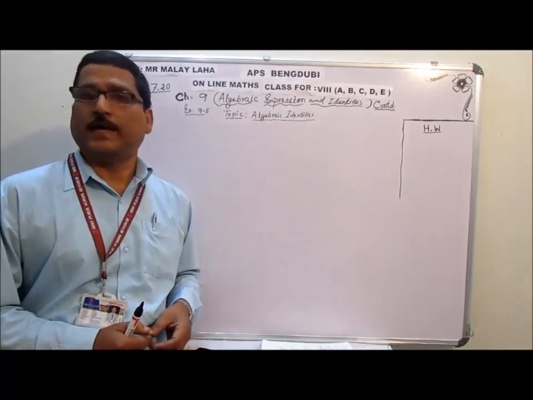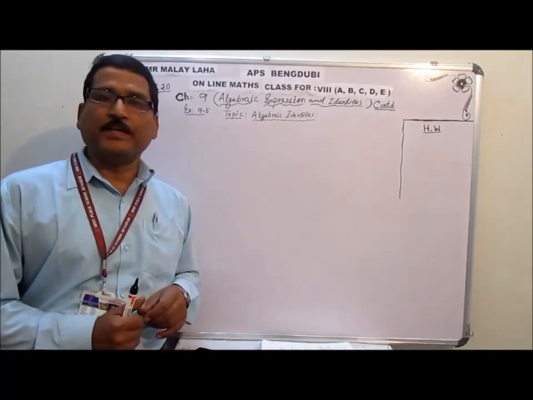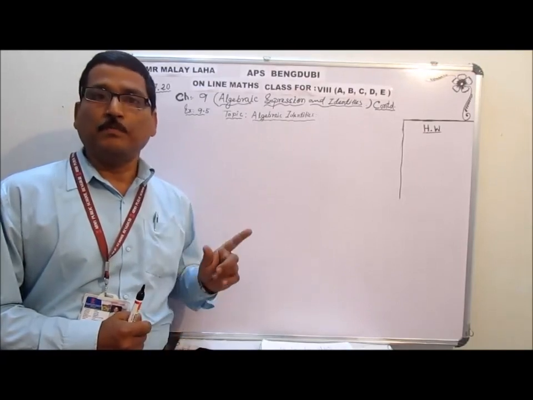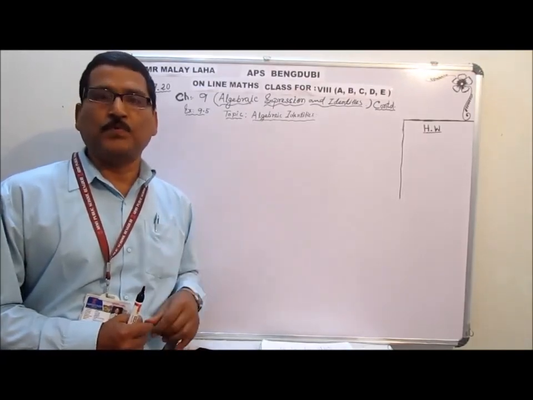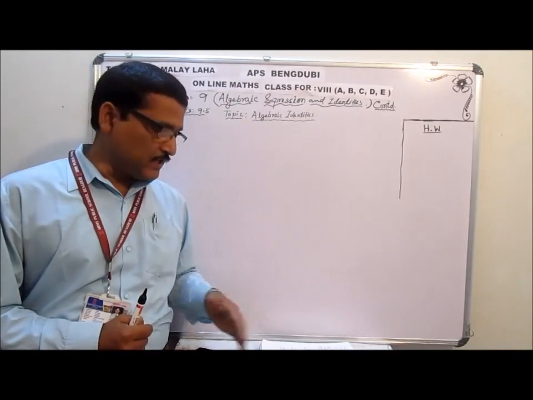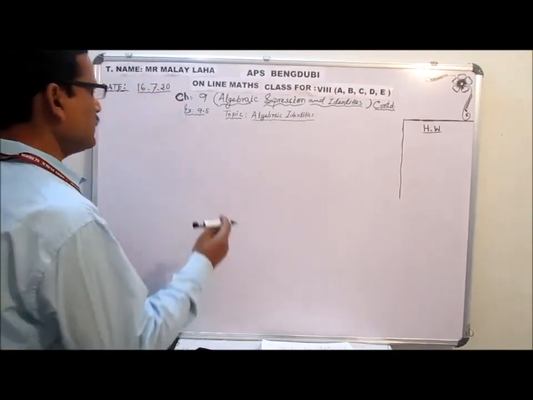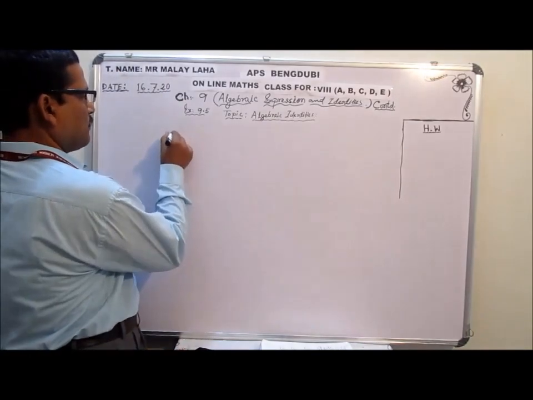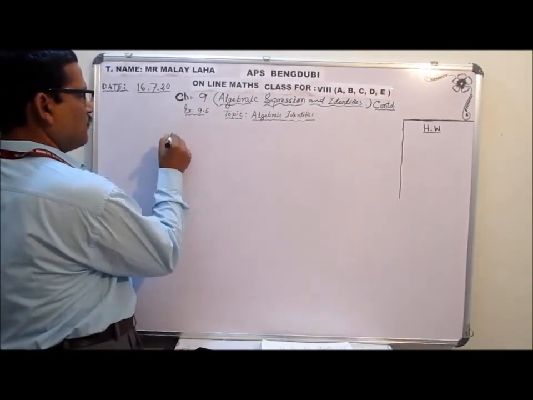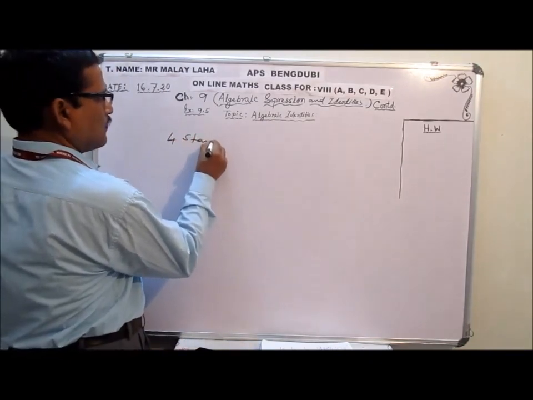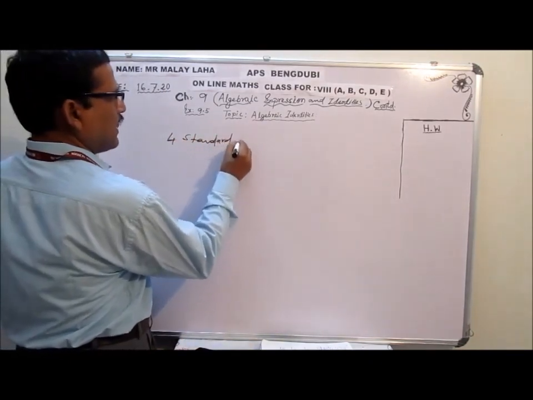Okay, so that you should not face any problem when you will be in class 9. First of all I am writing the 4 standard identities you have to memorize, and prove, and use in different types of algebraic calculation. Okay, now I am writing 4 standard identities.